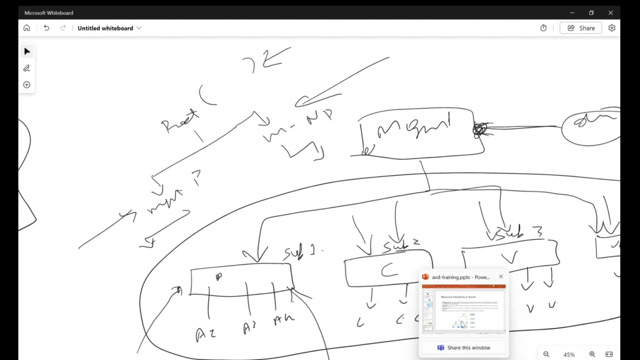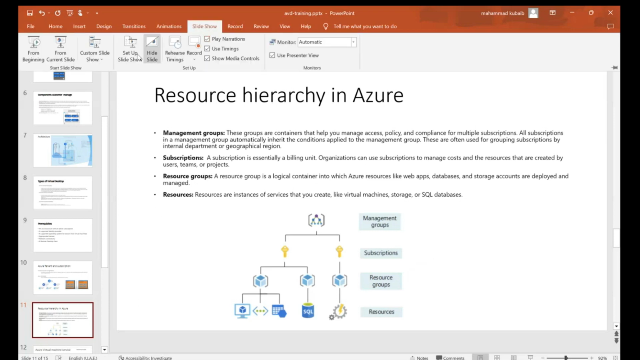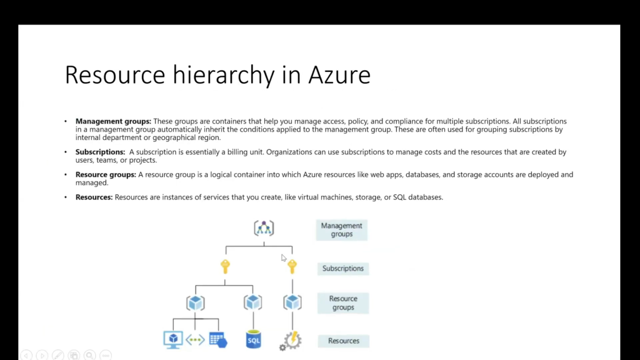To brief you on this, if you go to my diagram over here, as you can see, this is the resource hierarchy. At the top we have a management group, then a subscription, and then a resource group. Inside that resource group, we have a resource. If you want to apply a policy, you can apply it at the management group level. Also, you can apply it at the subscription level. Also, you can apply it at the resource group level, and also it is possible to apply it at the resource level as well. This is the hierarchy of Azure resources.